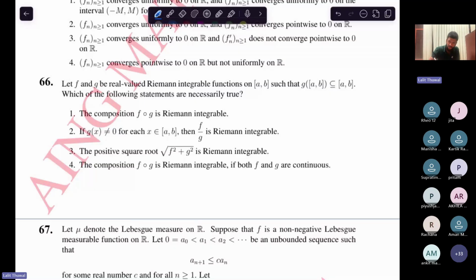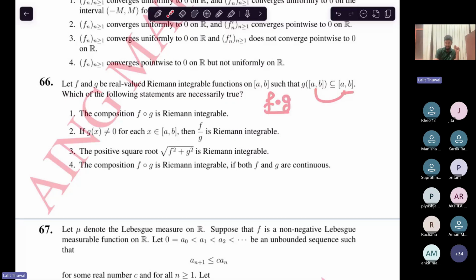So look here, children, let me tell you this one. Let f and g be two real valued Riemann integrable functions on closed interval AB such that g of closed interval AB is contained in closed interval AB. It means that f operation g is well defined. So which of the following necessarily are true? So let me tell you a result.